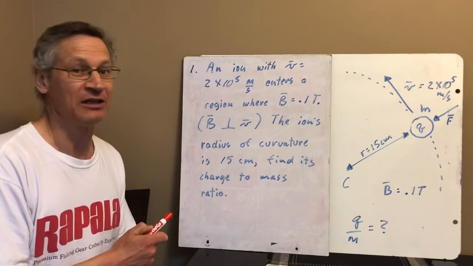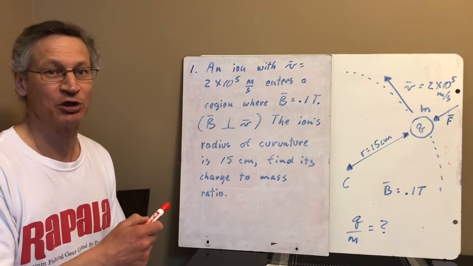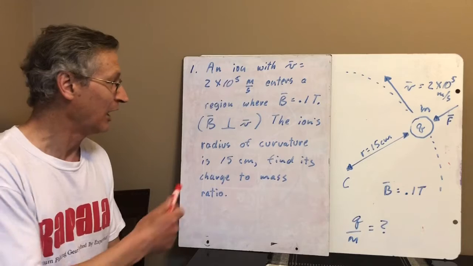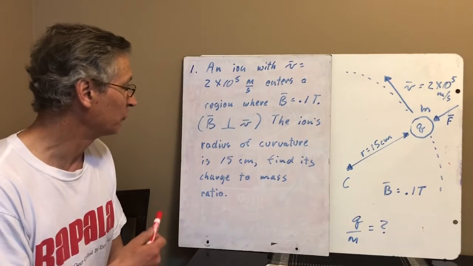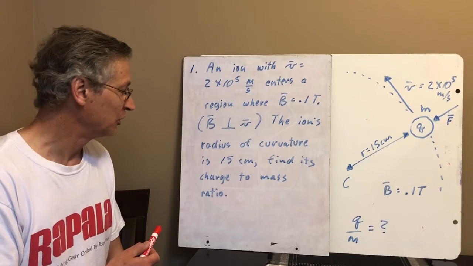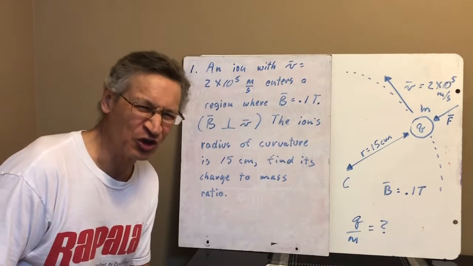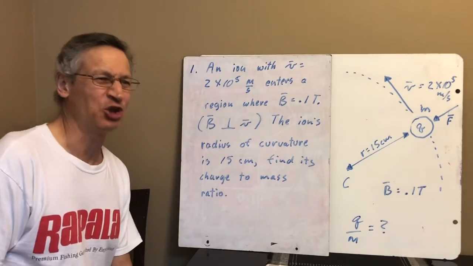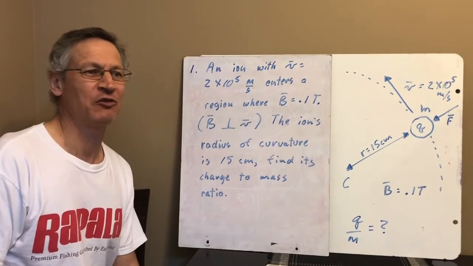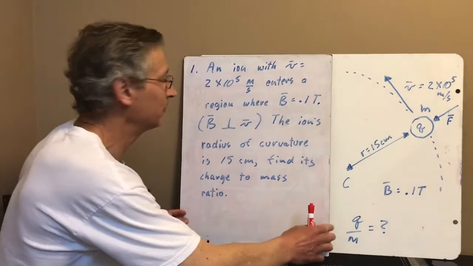An ion is an atom with all the electrons stripped away. It is a charged particle. If a charge enters a magnetic field, it starts moving in a circle, hence the radius of curvature. So the ion's radius of curvature is 15 centimeters. Find its charge to mass ratio. Now you might think, what an obscure thing to figure out, a charge to mass ratio. Well, let me give you some historical perspective on the importance of that one.